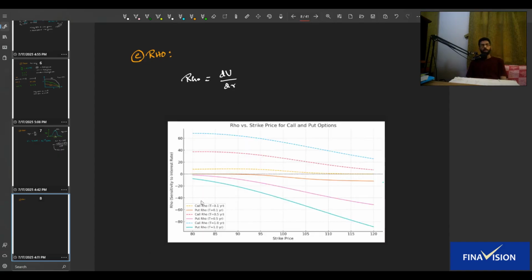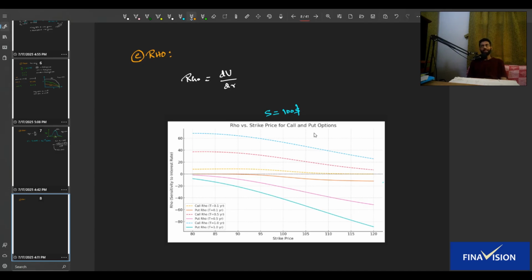Now, here is a chart which represents the movement of rho with respect to the moneyness of the option and the expiry date of the option. And here in this chart we have assumed that the price of the underlying when we are creating the chart is $100, right? Now based on this, depending on the strike price of the calls and puts, the values of the rho are given here.